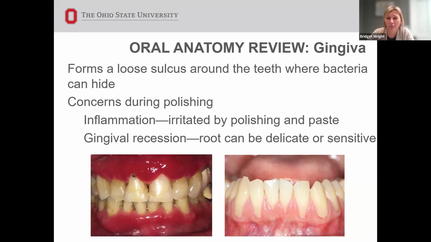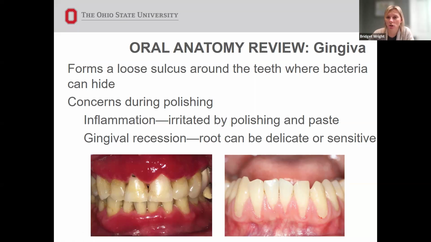Some of those things that I just talked about, but also even in this one that looks a little bit more healthy here on the right, I hope that you can appreciate that the clinical crowns are a little bit larger because we have some recession here. And that's going to play into our decision-making process as far as when and where to coronal polish. So the gingiva is all of that soft tissue that's surrounding the tooth.